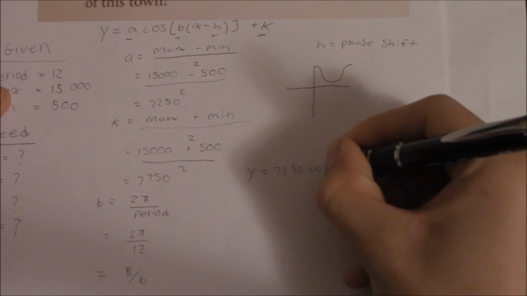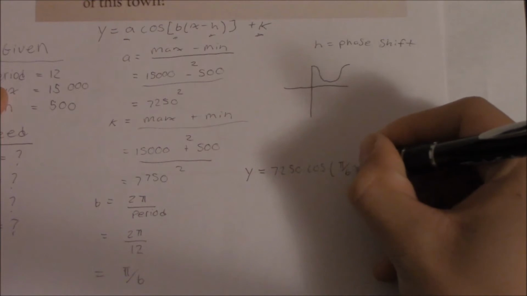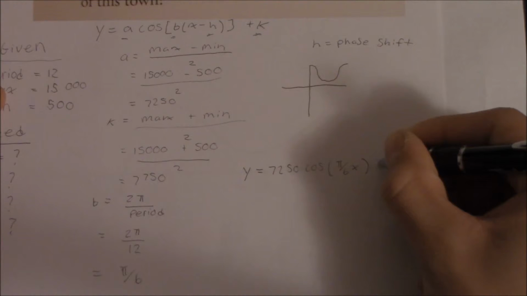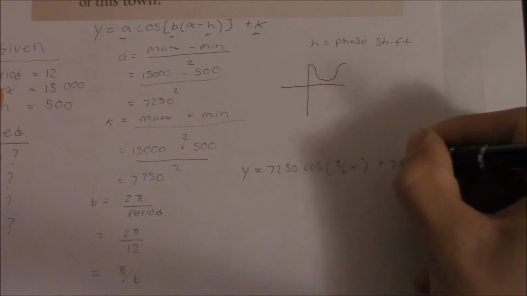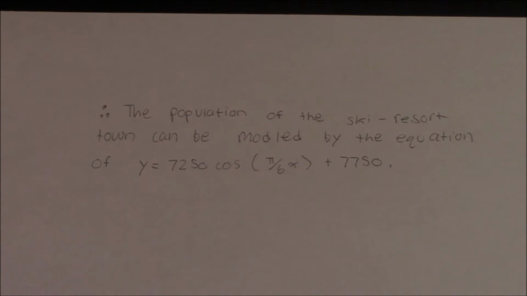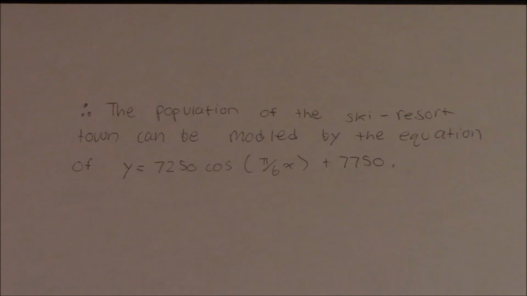So this would give us a final answer of y is equal to 7,250 cos bracket pi over 6x close bracket, no phase shift so we don't have to write h in, plus 7,750. Therefore, the population of the ski resort town can be modeled by the equation of y is equal to 7,250 cos pi over 6x plus 7,750. Now what does this mean?